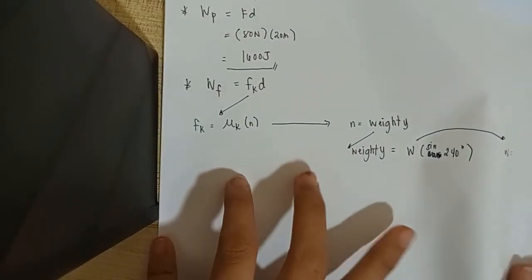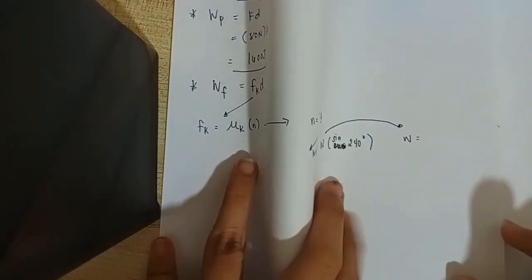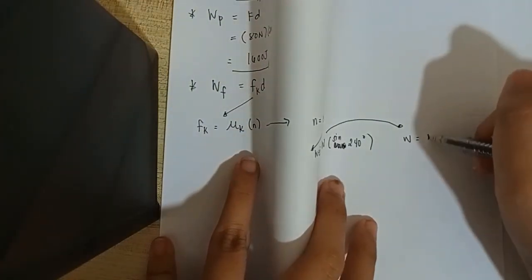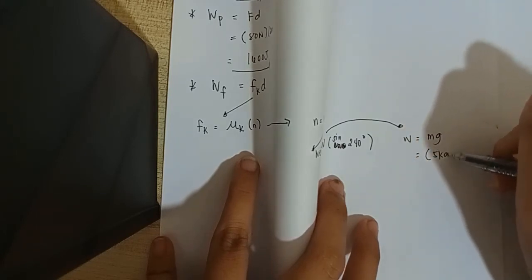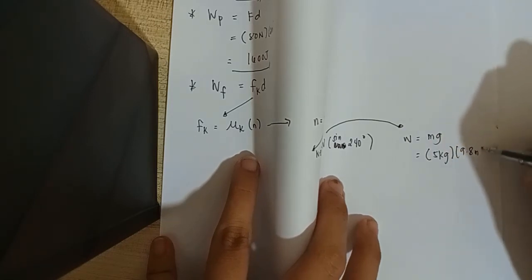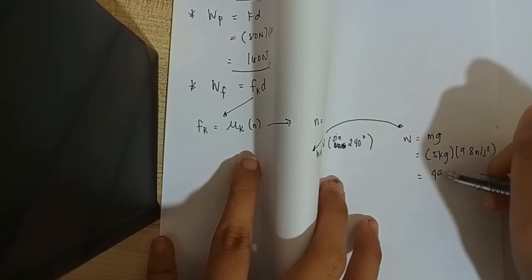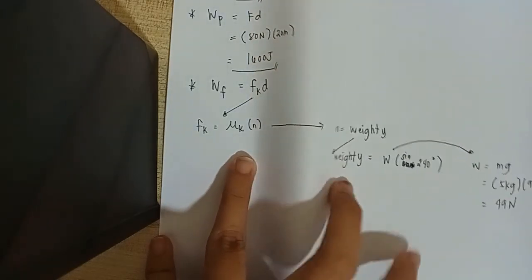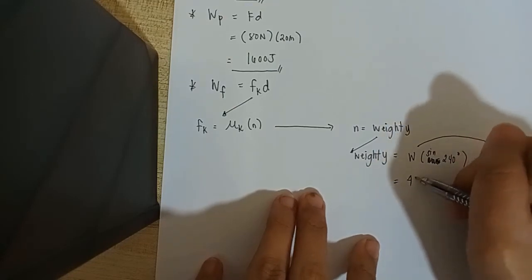But we also need to solve for the W. So W is equal to weight, which is equal to mass multiplied by gravity. Our mass is 5 kg multiplied by 9.8 meter per second squared. So that will be 49 in Newton.